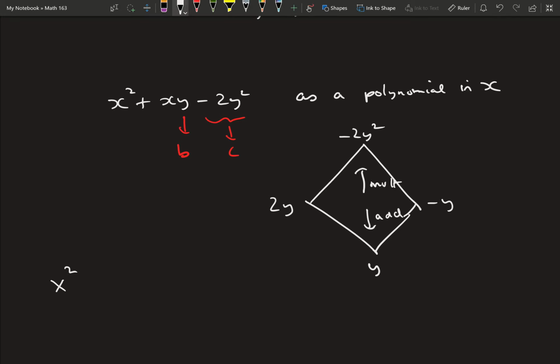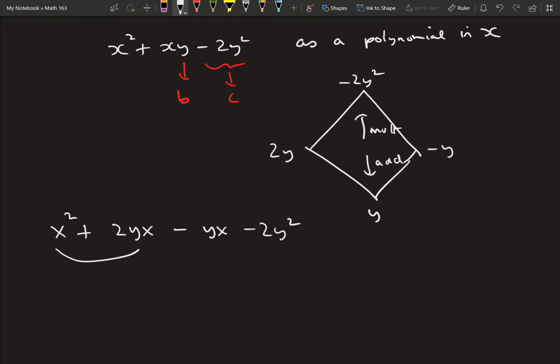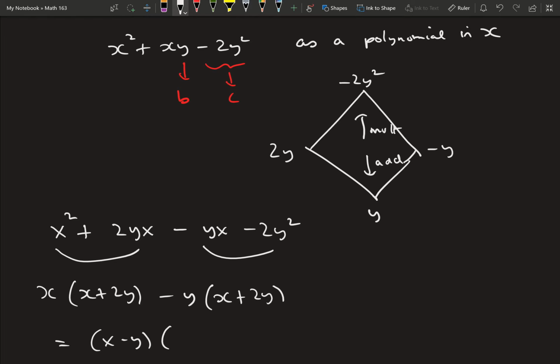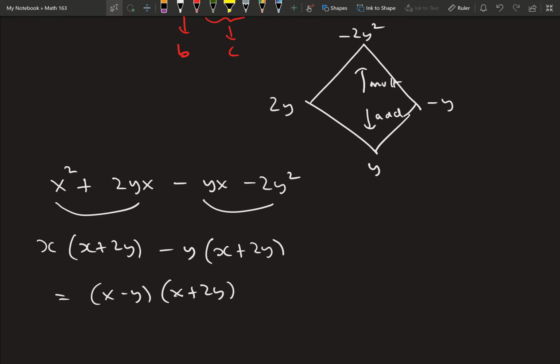So we can write x squared as x squared plus 2yx minus yx minus 2y squared. We can separate this and then factor two terms at a time. So we have x times x plus 2y, and then here we can factor out a minus y times x plus 2y, and then this becomes x minus y times x plus 2y, and now we have our factorization.